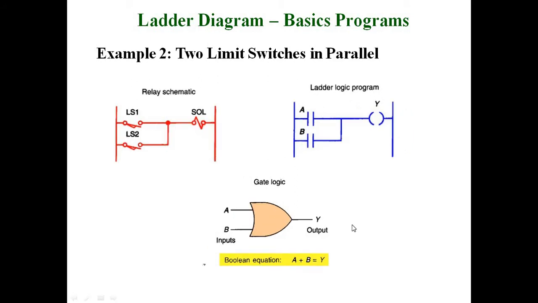Then the second one, example 2, limit switches in parallel. So two limit switches are connected in parallel. Here limit switch 1 and 2 and the solenoid coil. Here is the relay circuit schematic diagram and the logic. For two limit switches in parallel, the OR gate is used. OR gate means if any one of the inputs is high, the output is high. Here the Boolean expression is A plus B is equal to Y. That means 0, 1 gives output 1 in this concept.